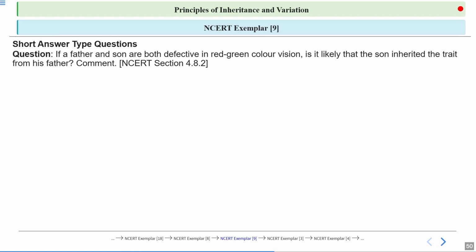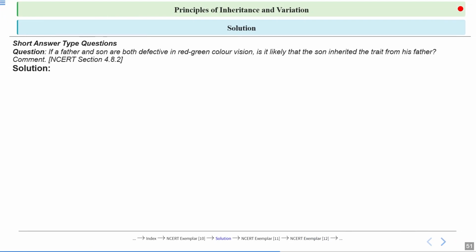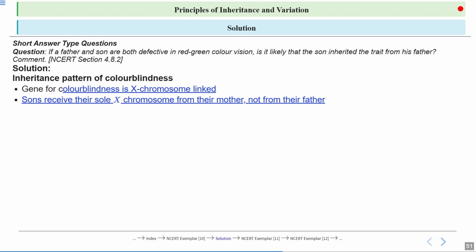Next question: if a father and son are both defective in red-green color vision, is it likely the son inherited the trait from his father? You have to comment. Okay, so we know that color blindness is an X-linked recessive disorder.